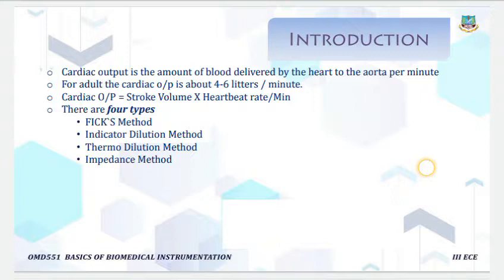Normally for measuring the cardiac output, there are 4 methods available: Fick method, indicator dilution method, thermodilution method, and impedance method. These are the 4 methods.